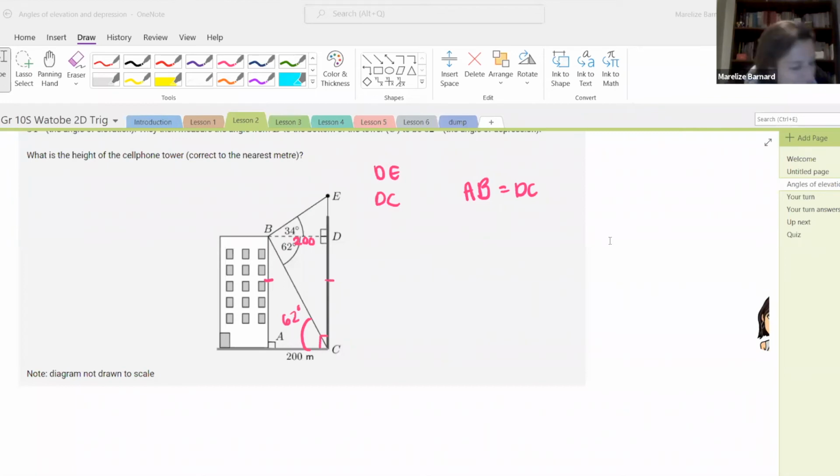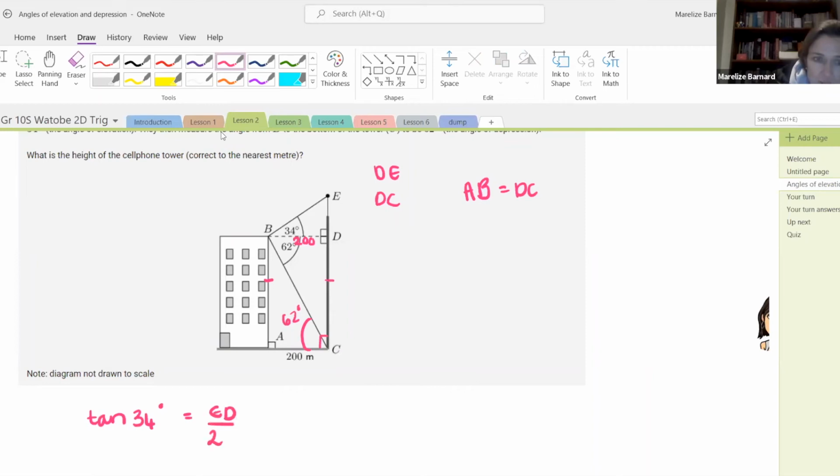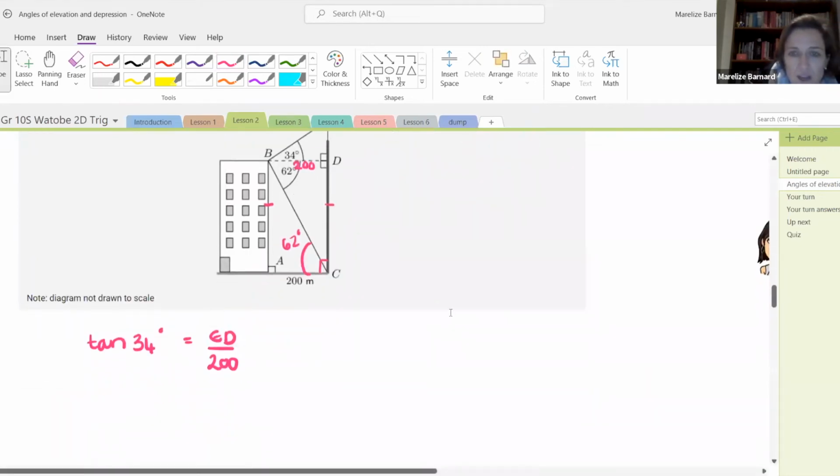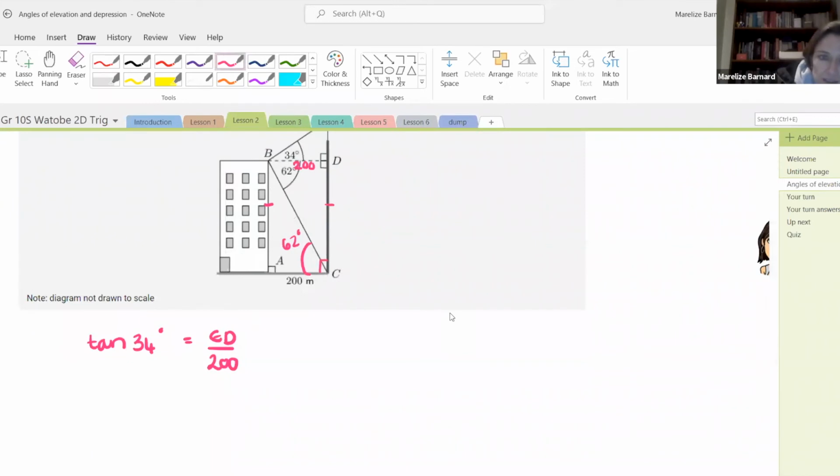Okay, well done, everyone. So whichever one you started with first doesn't matter. But we can say, if we want to start with ED first, that tan of 34 is ED over 200. Then we're going to cross multiply and get ED equal to 200 times tan 34. And I think it's okay if I just write down what that is.